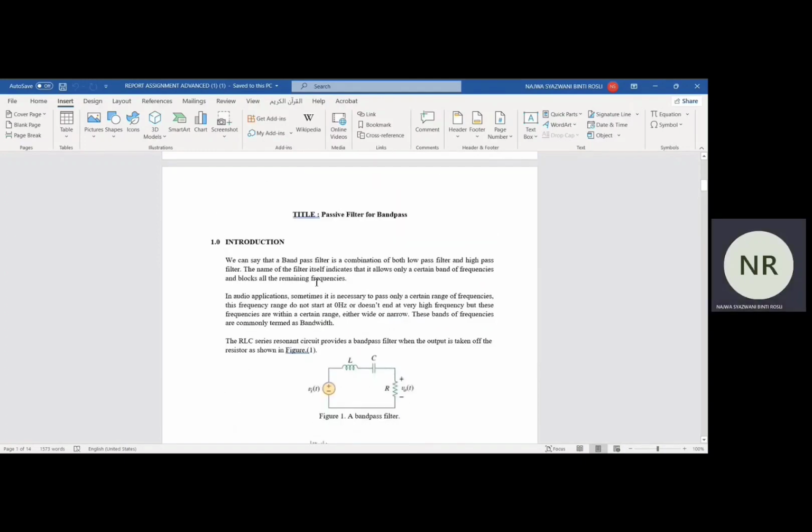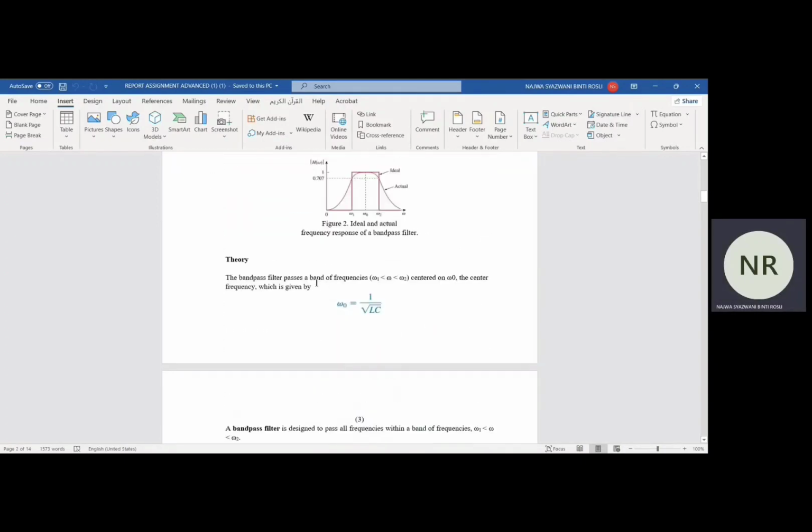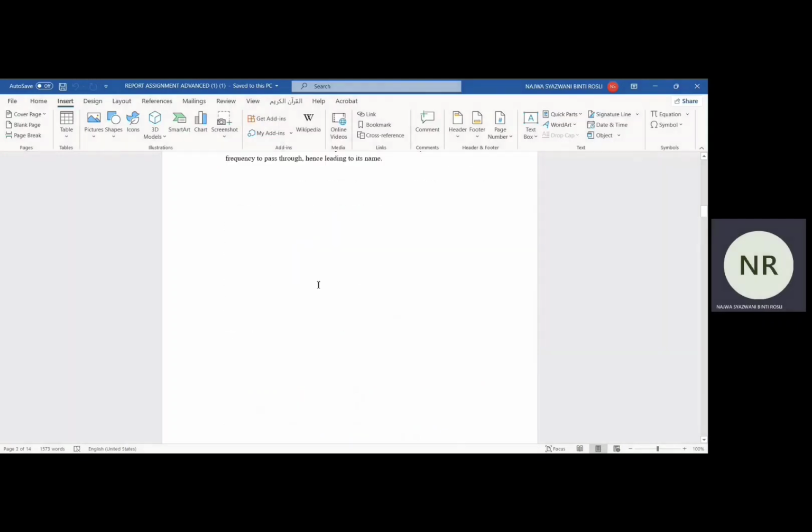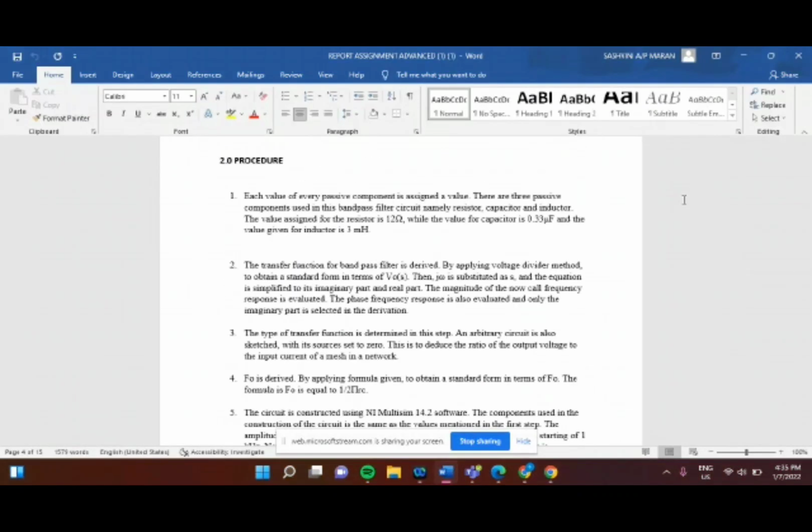Okay, that's all about the introduction and theory for bandpass filter. For the second part of the question, it is the procedure, and for now we are going to take a look at the few steps being followed in the procedure. For the first step, the main components used are being listed, such as resistor, capacitor, and also inductor.